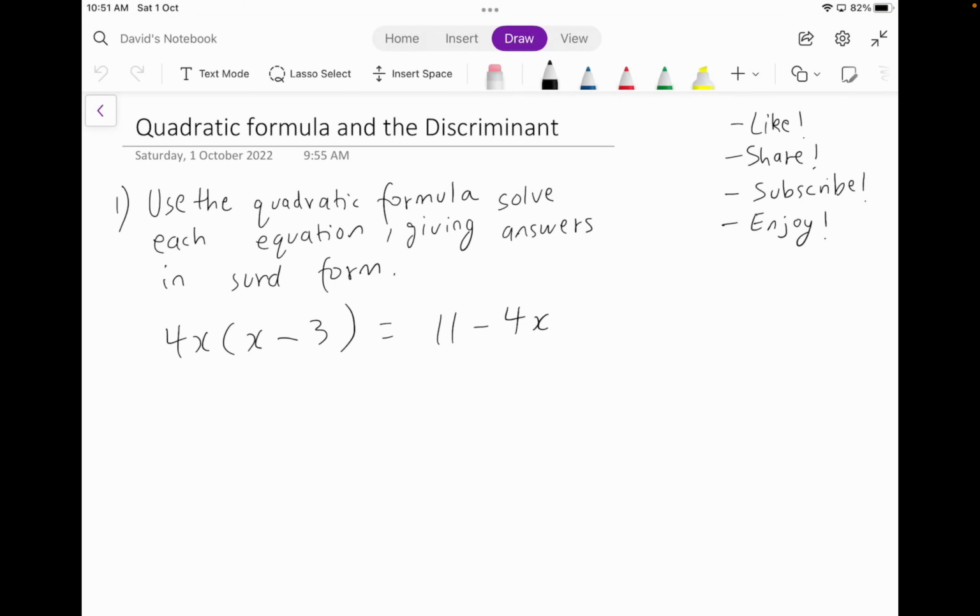By the way, in question 4, so do watch the whole video. In question 4, I would be sketching the graphs using the turning points and the x and y intercepts. By the way, time codes will be in the description box below so that you can skip to any questions you like.